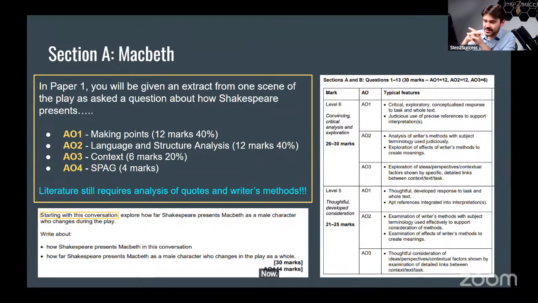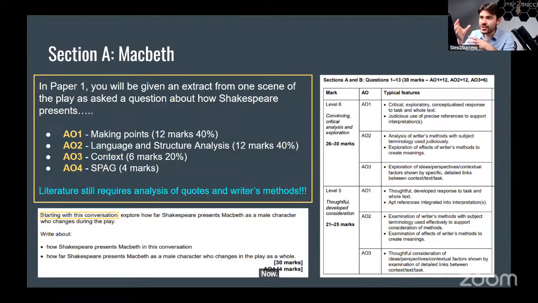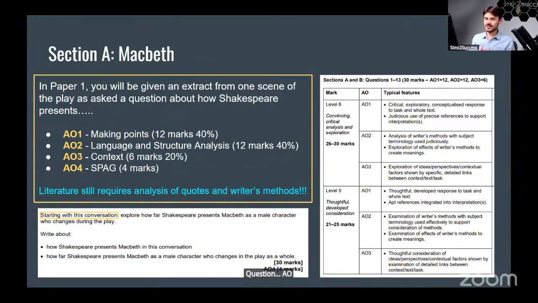Now you'll see on the right I've put a general mark scheme. It tells us that 30 marks are for this question, and there are an additional 4 marks for spelling, punctuation, and grammar. Now, 12 out of those 30 marks are for AO1, and what that means is your ability to make points. Can you perceive things about characters, about themes? Your assessment objective 2 is 12 marks also, about 40% of the marks.